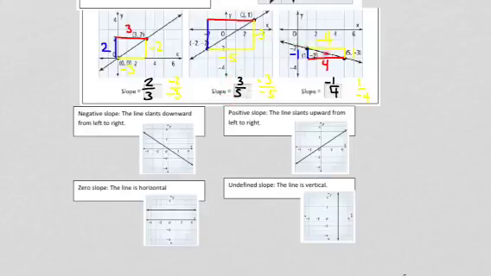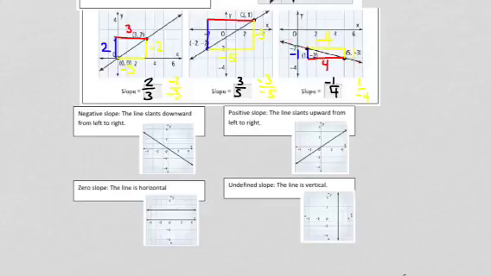This one, however, goes down from left to right. We always read a graph from left to right, just like we read words in the English language from left to right. So since this goes down, that has a negative slope. And if you look at this answer here, this answer for the slope is negative. So that means it goes down from left to right.